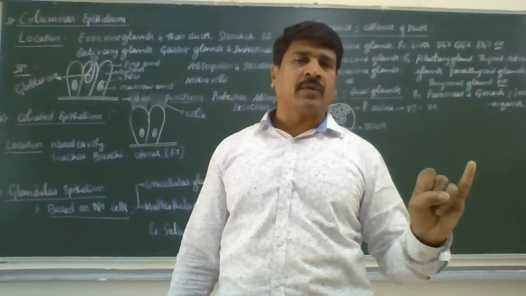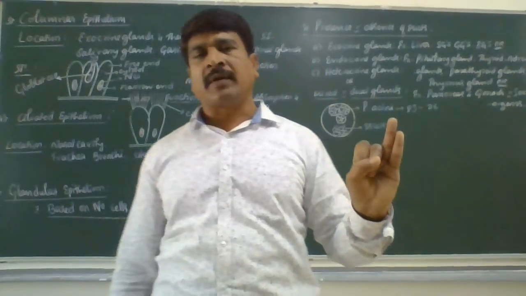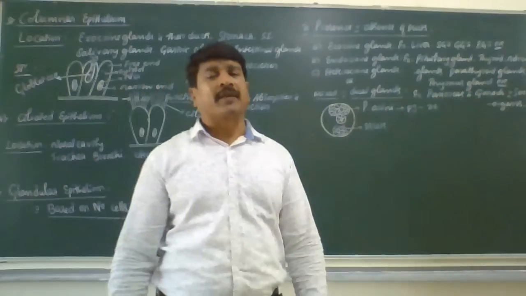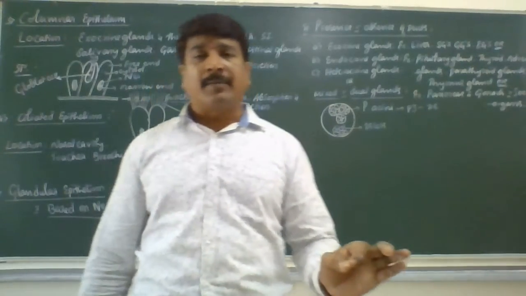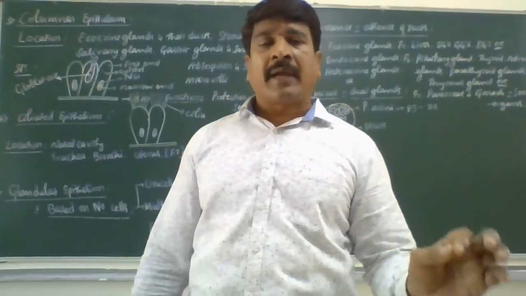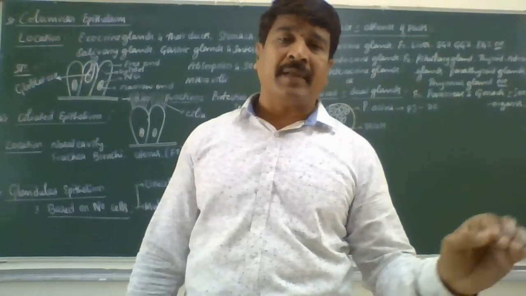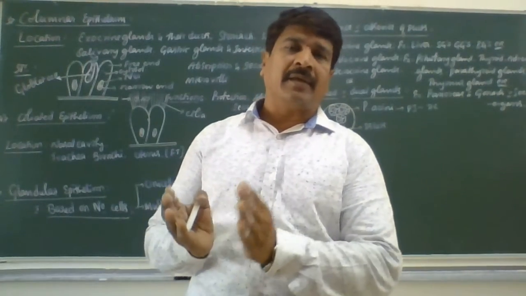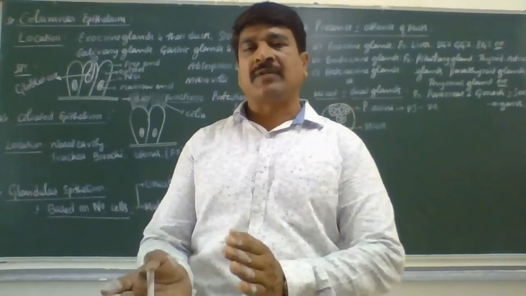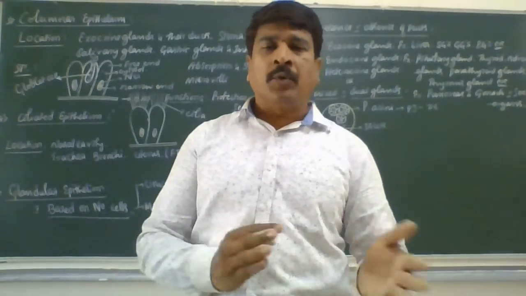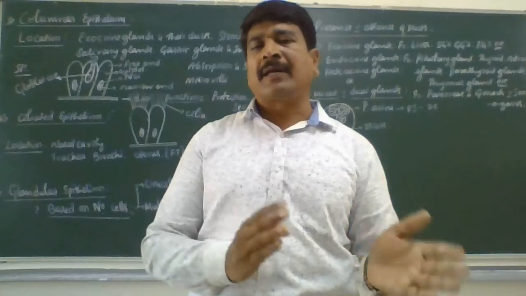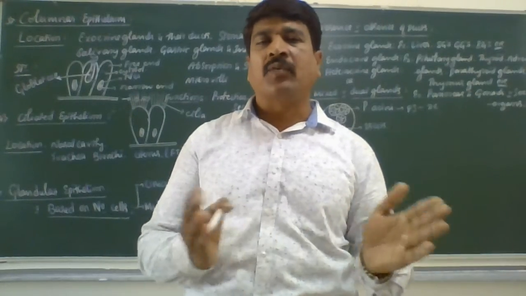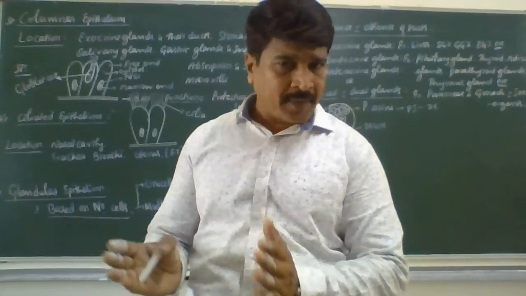Alpha cells secrete glucagon, beta cells secrete insulin. Both the hormones play a significant role in maintaining the normal sugar level in the blood, that is 80 to 120 mg per 100 ml of the blood. Both cell secretions, glucagon and insulin, are capable of maintaining the normal sugar level in the blood, that is 80 to 120 mg per 100 ml of the blood.